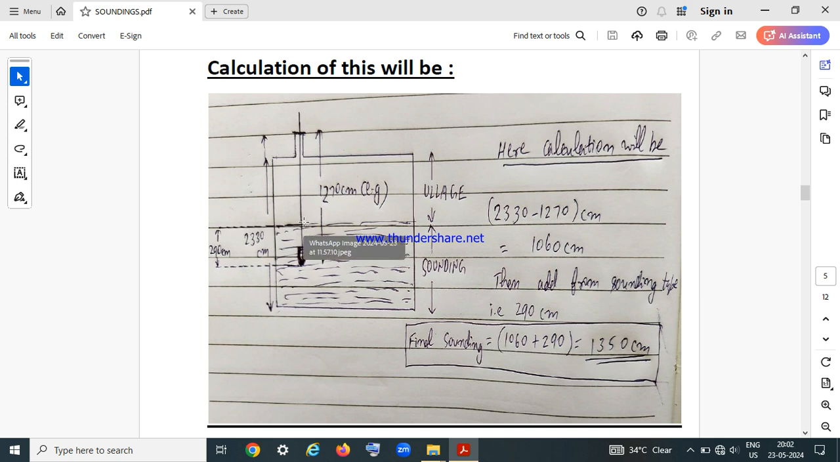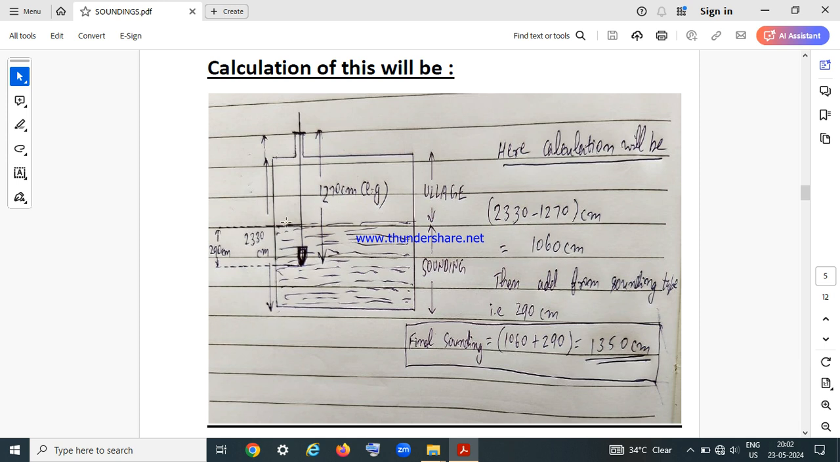So keep in mind this thing. Don't just calculate 2330 minus 1270 and say this is 1060. This condition will be okay when the liquid is just touching the bottom of the sounding tape knob. But if some fuel is showing above the knob, like here I am showing 290 centimeter on the sounding tape, so here what we will do, 290 centimeter we will add to our sounding which we came here.